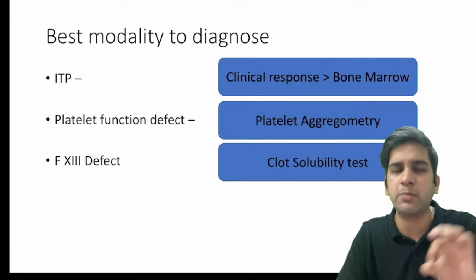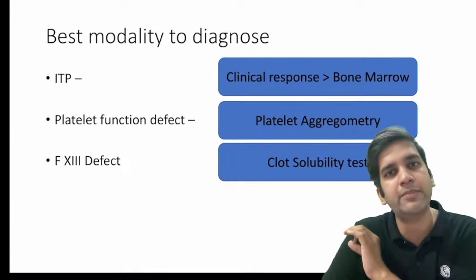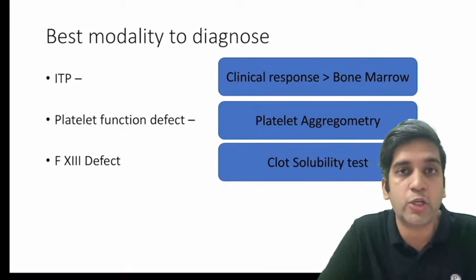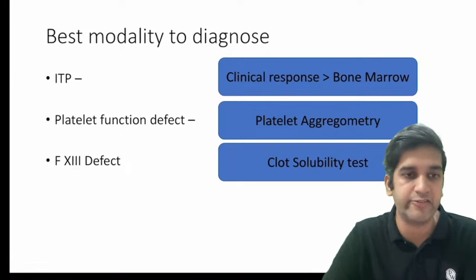What will be the classical symptom of a factor 13 deficiency? There's one classical symptom, delayed bleeding from the umbilical cord stump, right? Delayed bleeding from the umbilical cord stump is a classical finding seen in factor 13 deficiency, right?